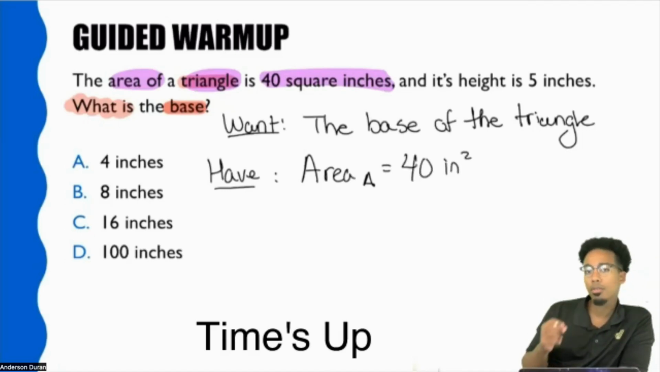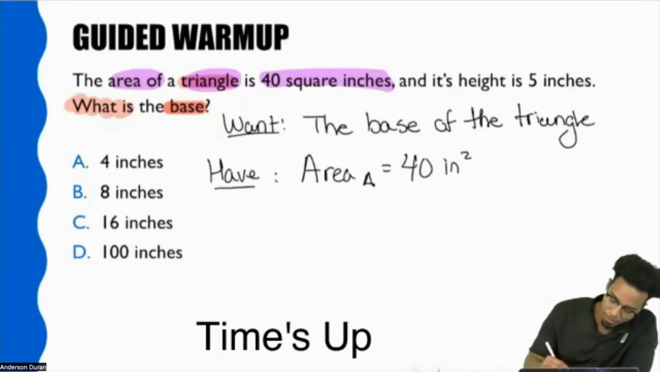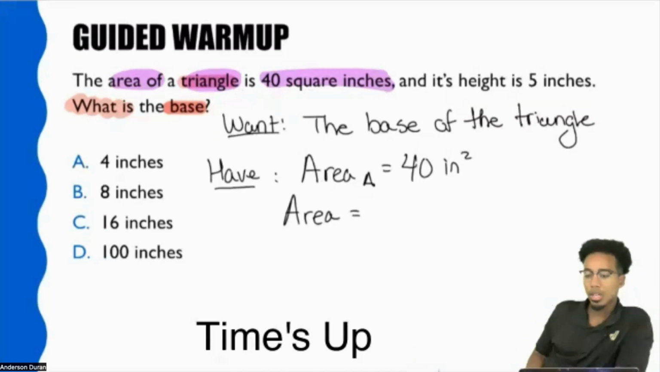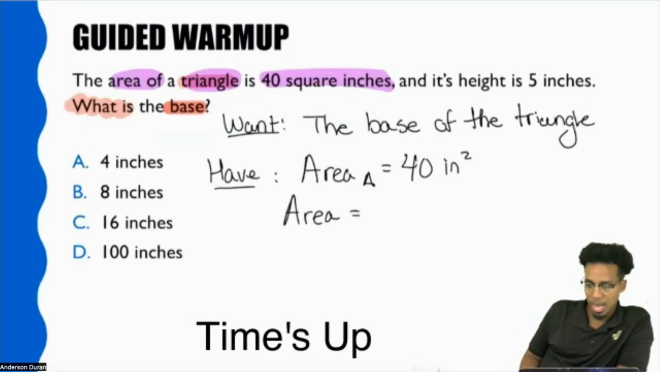But remember, everybody, write it out one more time. What's the area formula for a triangle? Go ahead, please and thank you. Type it out for me, please and thank you. Do yourself a favor. 1/2 of the base times the height.